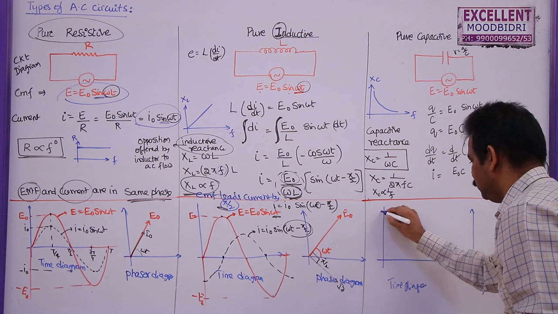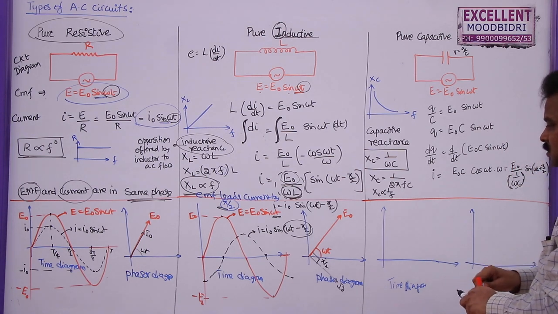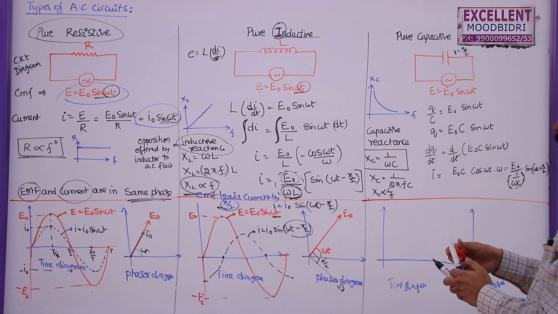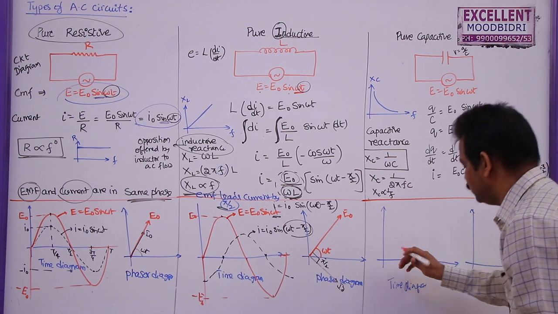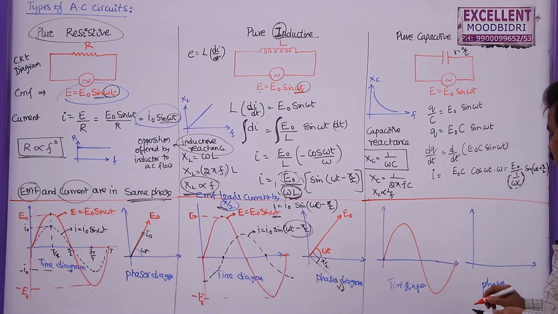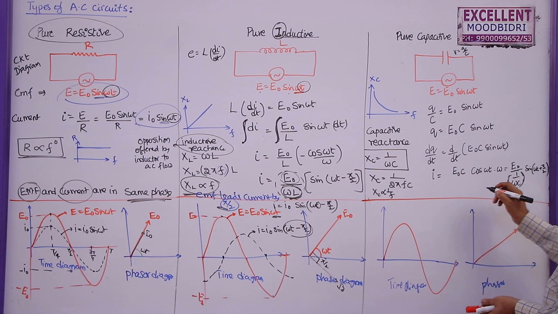So in this case the EMF will be the same, because in all these three sources the EMF is the same, which is E equal to E naught sin omega t. So we can write this like this, and the EMF will be E naught. But what about the current? Here you can see the current is omega t plus pi by 2.